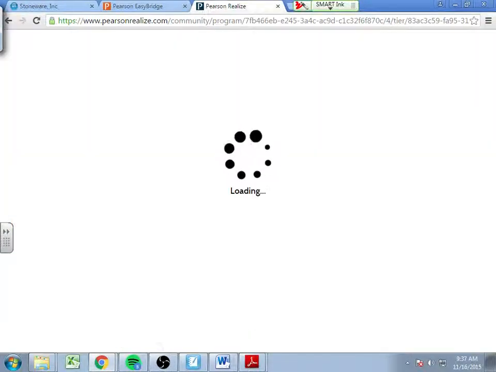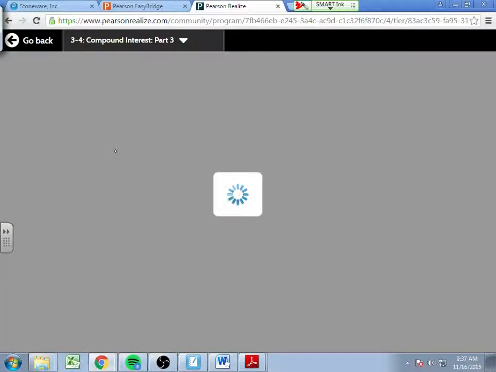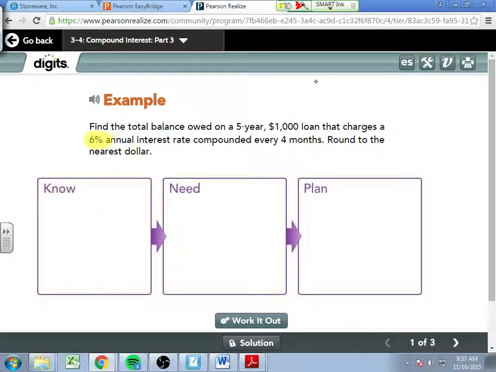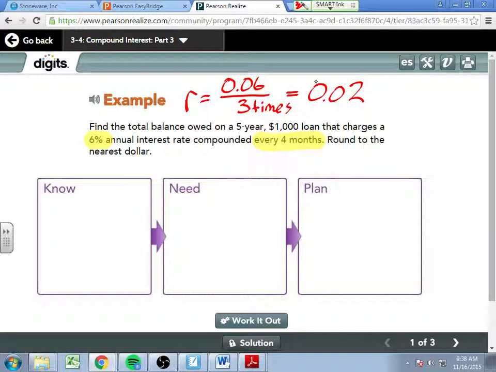So here, I'm going to help you really quick, then I'm going to come back and help you, Oriana. My rate is 6%, but it's compounded every 4 months. If it's every 4 months, how many times will it happen in a year? 3, right? Because 4 months breaks the year into 3 parts. So to find my R, it's going to be my 0.06, my actual interest rate, divided by 3 times. And we'd get 0.02.